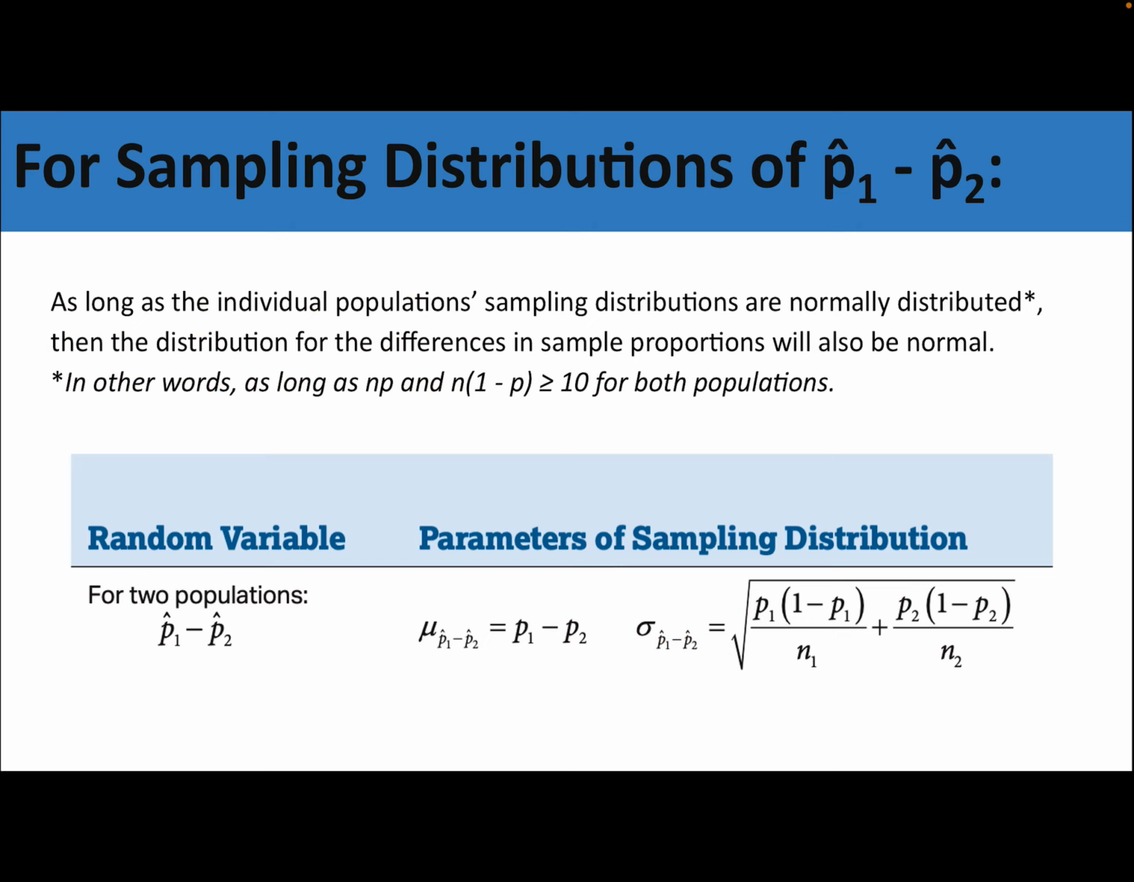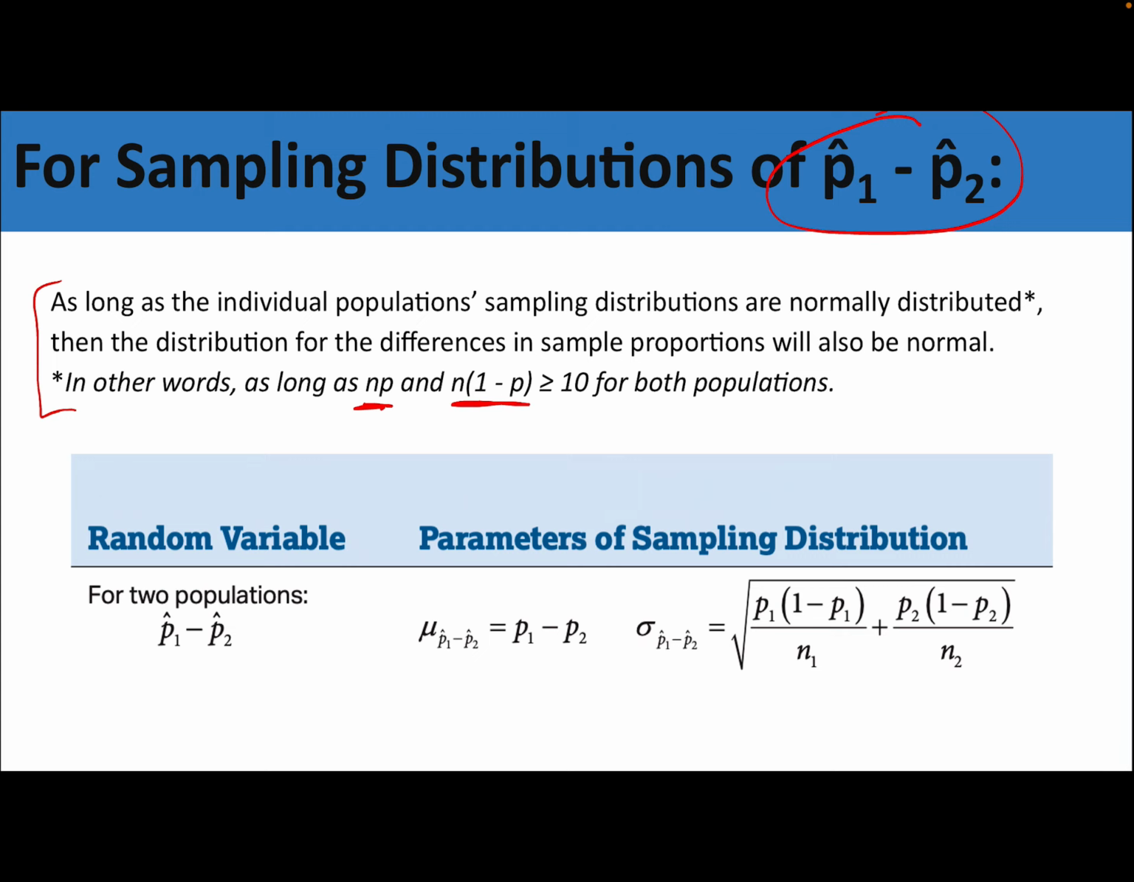So let's actually look at what the rules are for sampling distributions of a difference in two proportions. The first thing is about shape. It says as long as the individual populations' sampling distributions are normal, then the distribution for the differences in sample proportions should also be normal. In other words, as long as np and nq, or n(1 minus p), are greater than or equal to 10 for both populations, so as long as our success-failure rule passes for both groups, then our normal model is going to work for the difference sampling distribution as well.